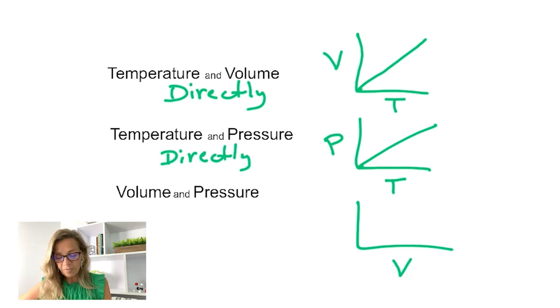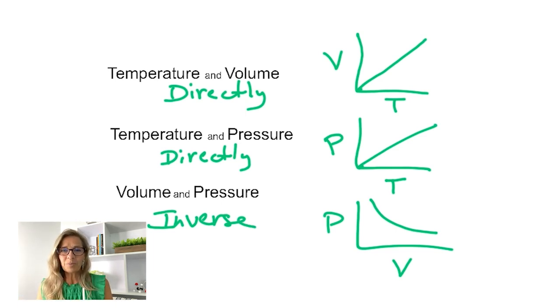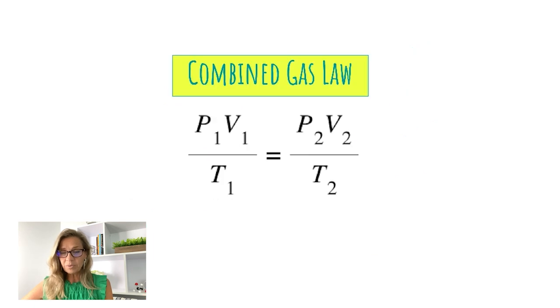Now, what about volume and pressure? Are they directly related? No, that looks like this. They are inversely related. So if you have something under pressure and you smash it, the pressure increases significantly. So lower volume, higher pressure. They move in opposite directions. Well, we take these relationships and put them all together in this glorious equation that we call the combined gas law. In the next video, we're going to work some problems relating pressure, volume, and temperature of a fixed amount of gas.